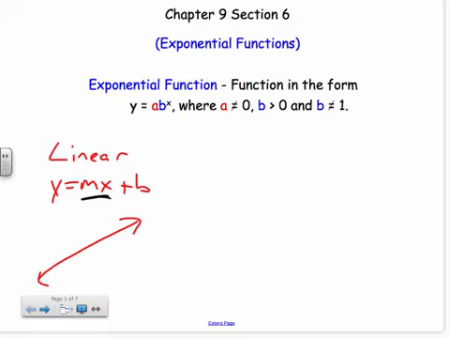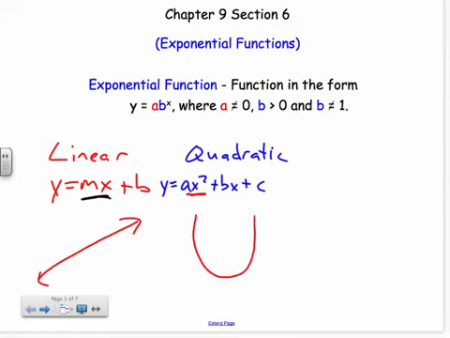And then we dealt with quadratic functions. Our standard form here was y equals ax squared plus bx plus c. And if you notice with our x term, we're squaring the x term. And so it ends up making, kind of goes down, comes back up, it's symmetrical. So we call it a quadratic.